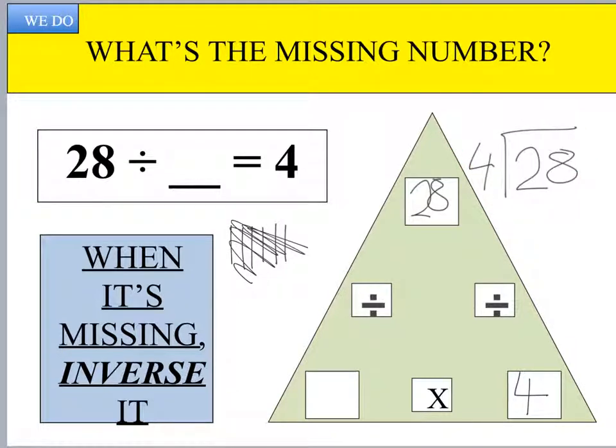Press pause and solve this one. For me, for this one, I decided to go 4 times what equals 28. And I know my 7 times tables really well, so I know it's 4 times 7. Let's rub out those numbers and move on to your next question.